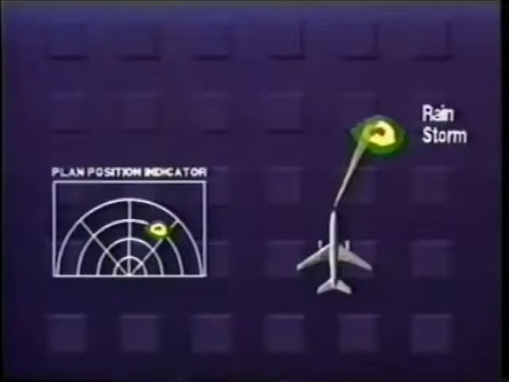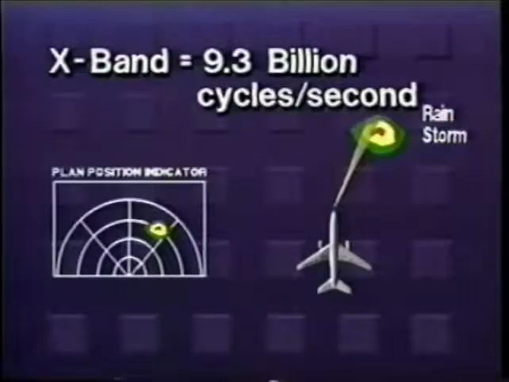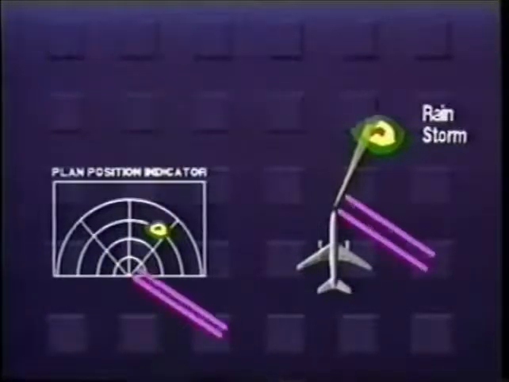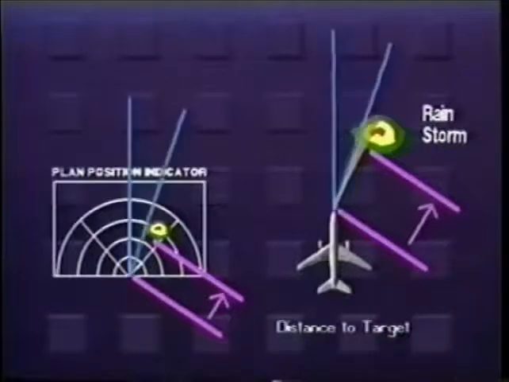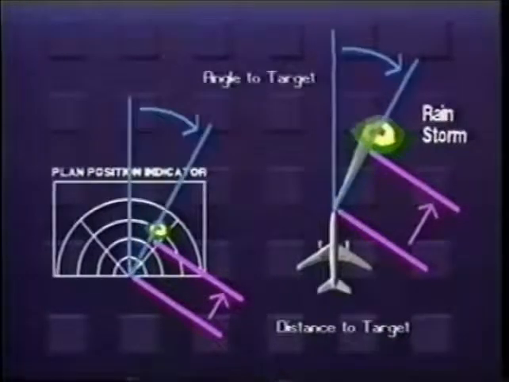The pulse of energy which is transmitted from the radar antenna is in the form of electromagnetic microwave energy. Its frequency is 9.3 billion cycles per second. It travels through space at the speed of light. The distance to a target is determined by measuring the round-trip travel time of the pulse. The direction to the target is the direction the antenna is pointing when it receives the target's echo.